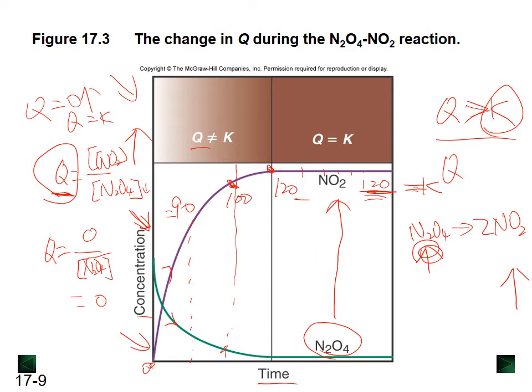So if Q is greater than K, that means the reaction has to go reverse so that it will consume product and form reactants, so that the Q will decrease and eventually becomes K again, so that it reaches equilibrium. So if Q is greater than K, that indicates the reaction has too much product and it will go in reverse and eventually reach equilibrium.